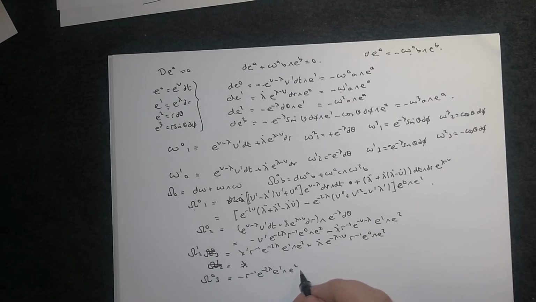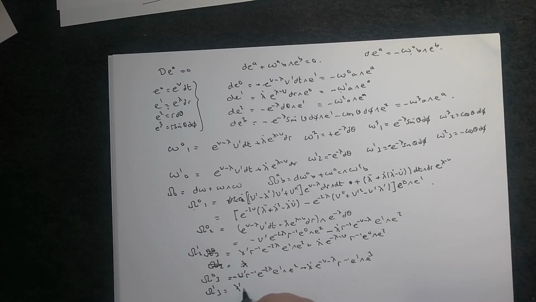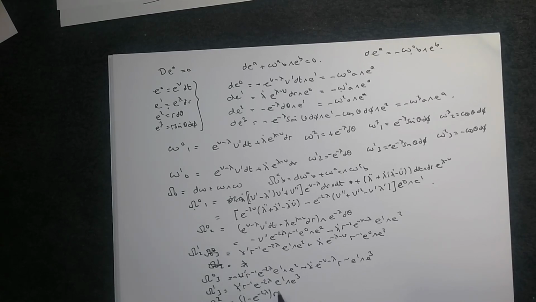e2, minus lambda dot e to the minus r to the minus 1 e1 wedge e3. Nu prime missing there. Omega 1, 3 is lambda prime r to the minus 1 e to the minus 2 lambda e1 wedge e3, and omega 2, 3 is 1 minus e to the minus 2 lambda r to the minus 2 e2 wedge e3.